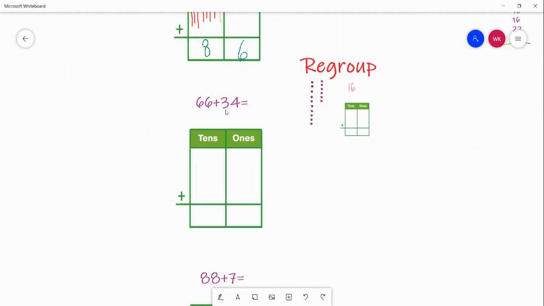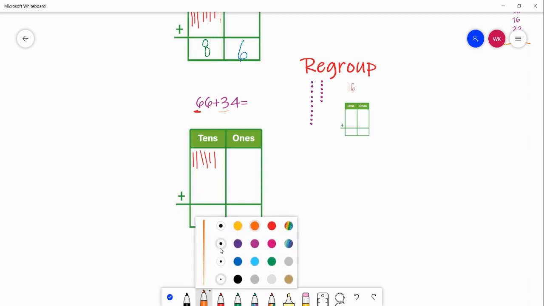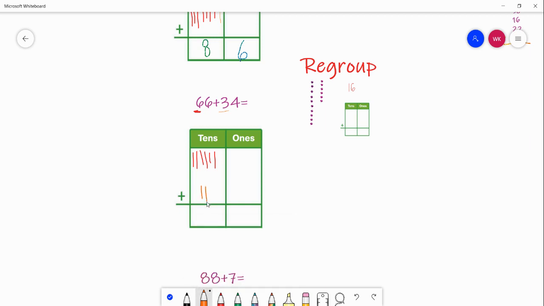We have 66 plus 34. So I'm going to go ahead and draw these out for you. So I'm going to do my 6 first, count out 6 tens. So 1, 2, 3, 4, 5, 6, and now I'm going to count out my tens in 34, which there's 3. So I'm going to draw 3, 1, 2, 3. And now I'm going to draw 4 ones over here. 1, 2, 3, 4. And then I'm going to draw 6 ones over here from the 66. 1, 2, 3, 4, 5, 6.